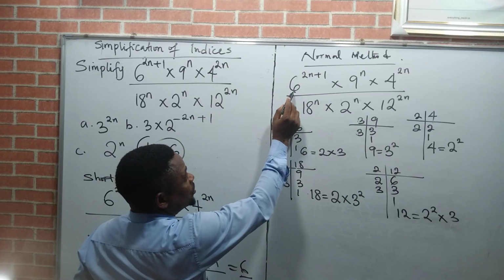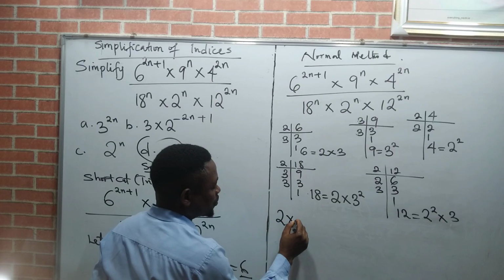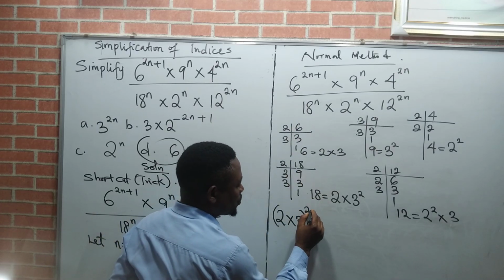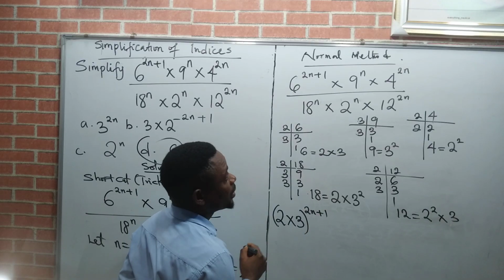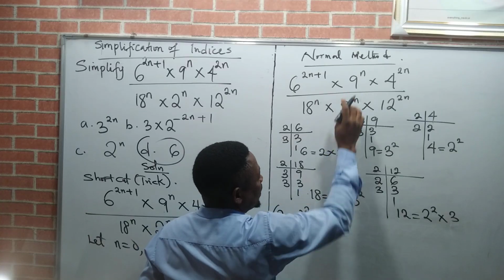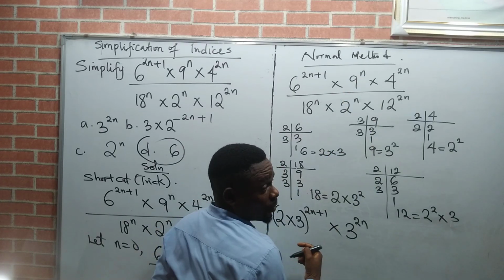To start with the question, this is 6. What do we say is 6? It is 2 times 3. Close the bracket. Everything is raised to power 2n plus 1. I am done with this. Then I will multiply. 9 is 3 raised to the power of 2, followed by n.